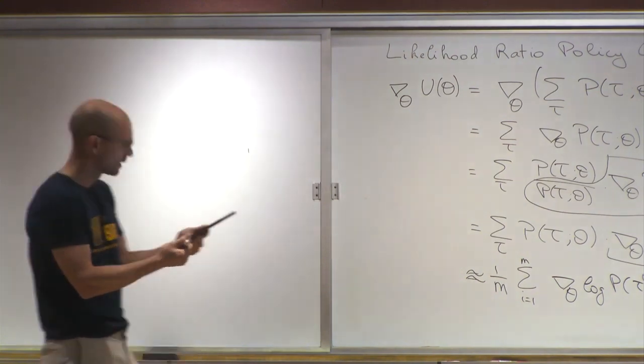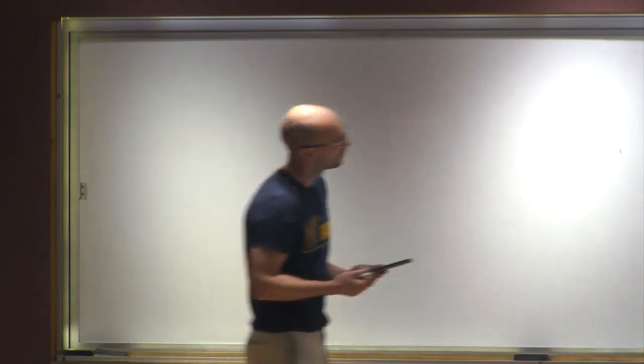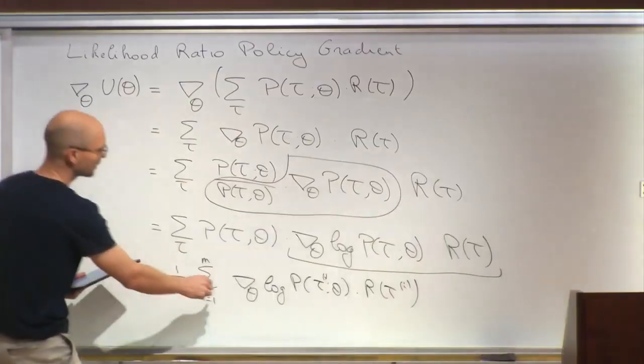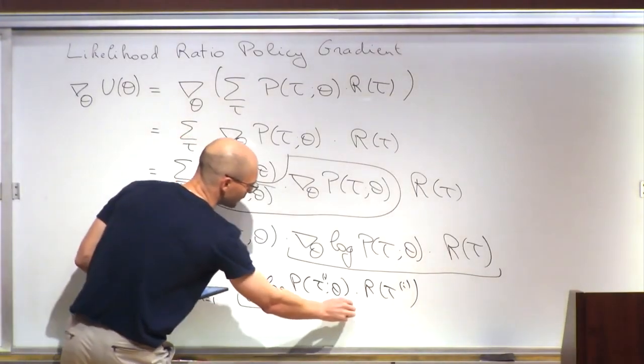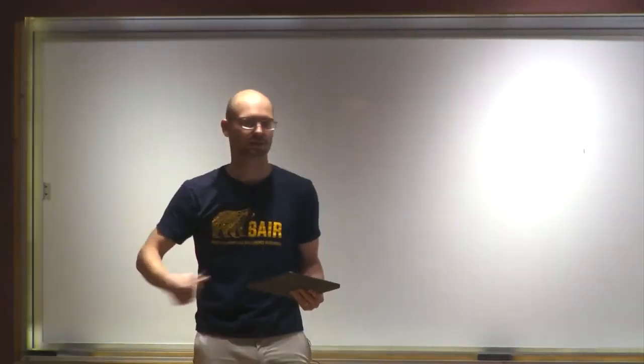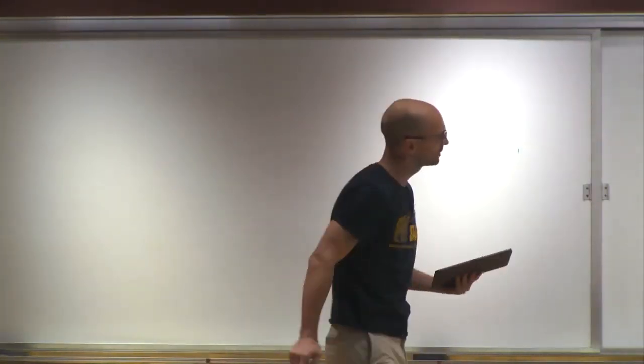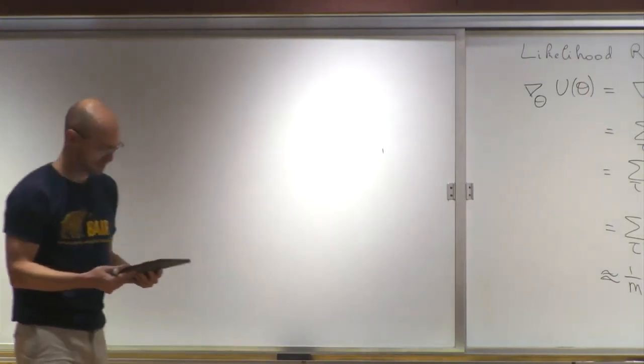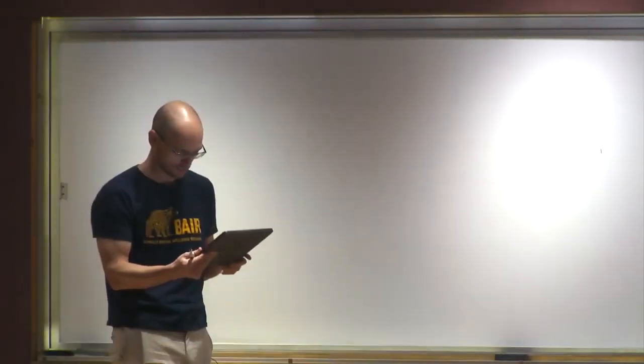Now let's take another step. It would be nice to look in detail at this quantity over here. Well, the reward on a trajectory we were given. When we do a rollout, something tells us this is how much reward you got. But how about the grad log probability of tau under theta? Can we compute that quantity?